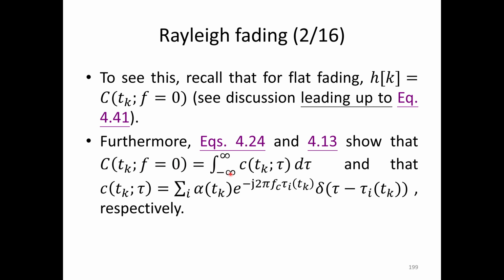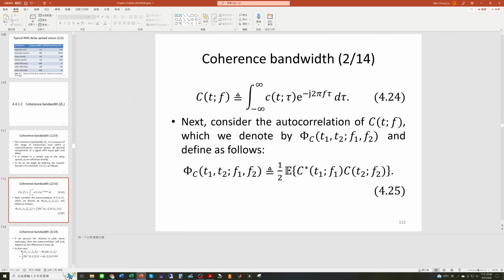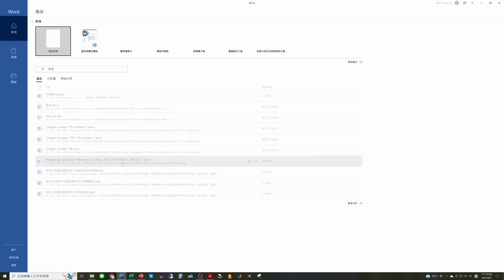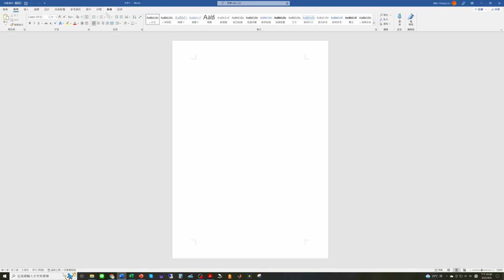from negative infinity to infinity of small c of tk, tau d tau. Why do we have this equation? This equation comes from equation 4.24. So let us write this equation on the blackboard. Because I do not have a blackboard, I use Microsoft Word instead.